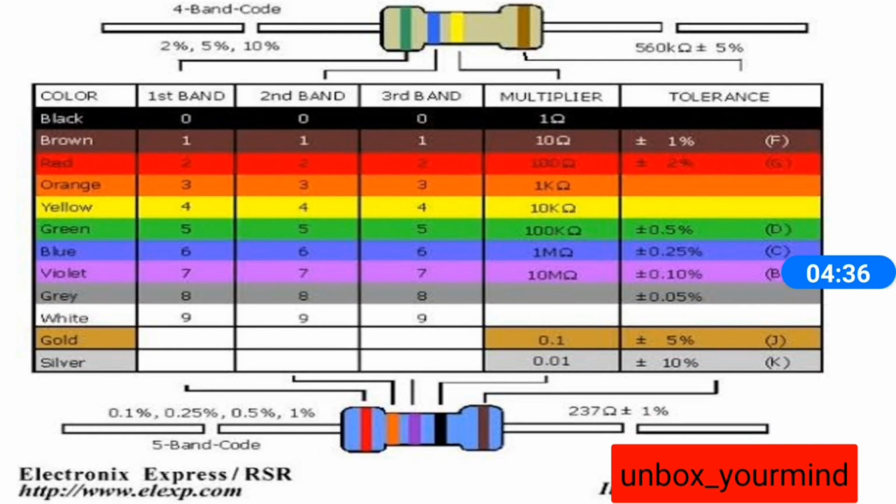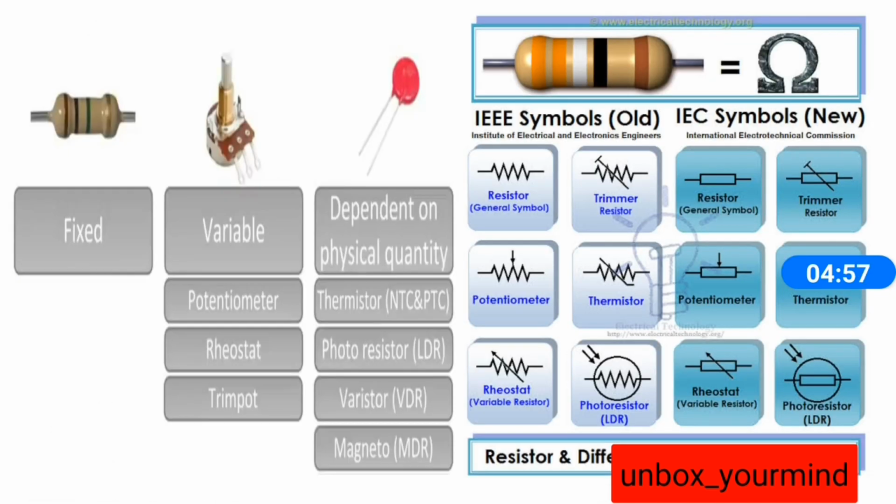This is all about the color code, and you need to get familiar with it so that you can design a circuit easily. You have to be able to tell the resistor value by seeing it, without this chart. That's most important. Next we come to the types of resistors.